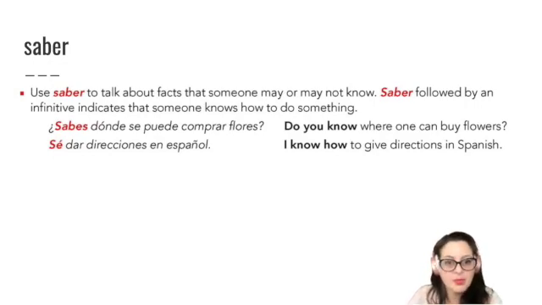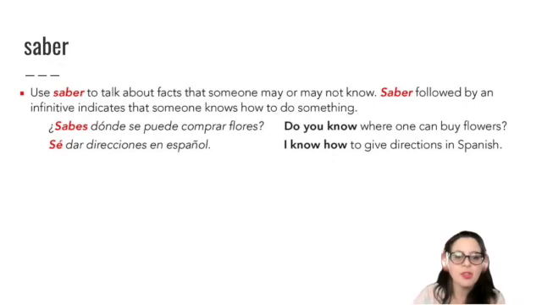So if you have here a word that finishes in AR, correct? That's going to tell you that you're going to use saber. Now, you're going to use the saber conjugated, right? Because it depends on who's saying it to conjugate the verb. So it says, ¿sabes dónde puedes comprar flores? Another example is sé dar, and you see how it finishes in AR. Again, infinitive, direcciones en español. So both of them have that infinitive verb.